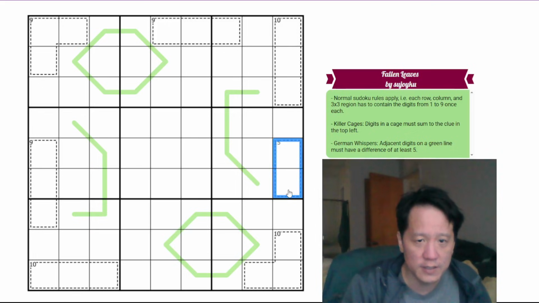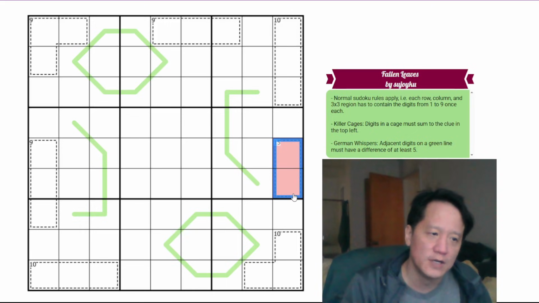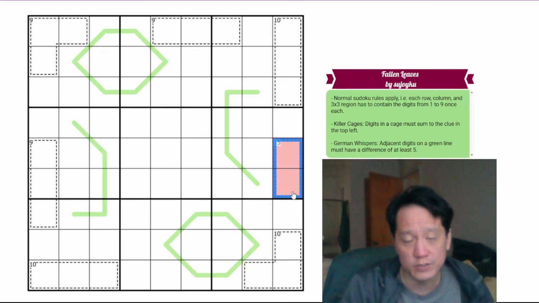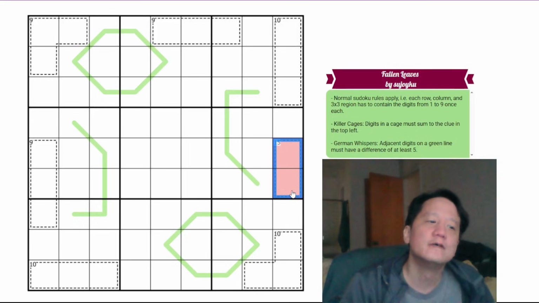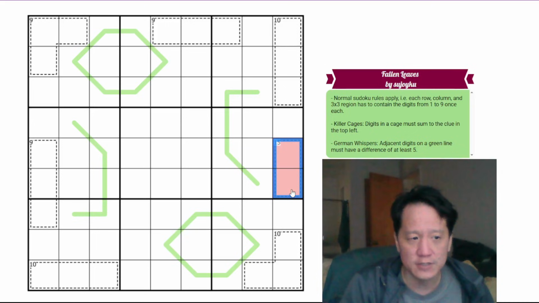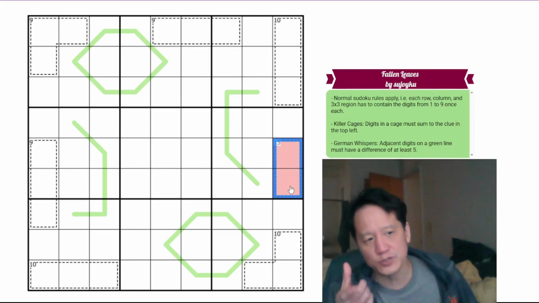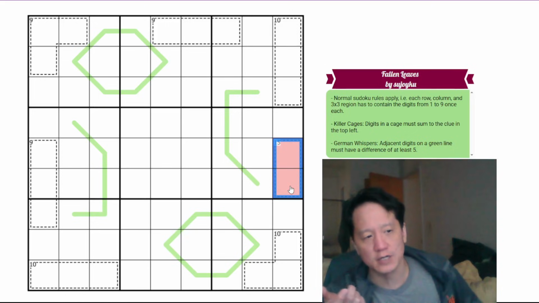Okay, these are both high digits. On a whisper 5 line, you're going to have high and low digits. The high digits are 6 through 9, the low digits are 1 through 4. The reason why you want to divide whisper 5 lines into lows and highs is because you'll always alternate between a low digit and a high digit on a whisper 5 line.